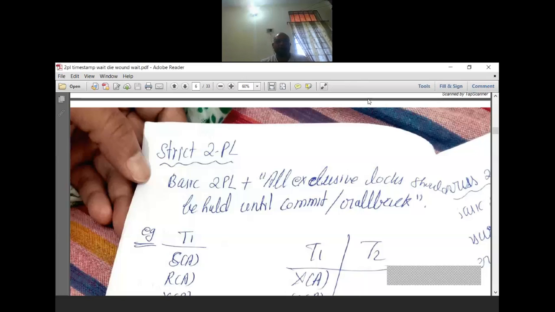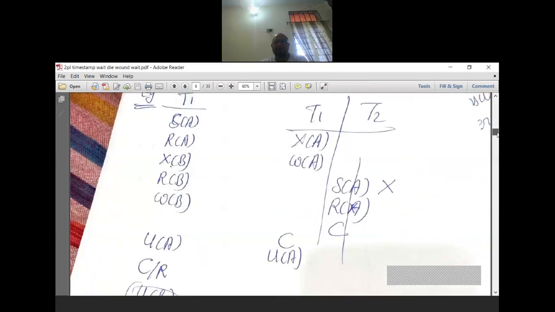In basic 2PL, what has happened? If any transaction has a shared lock, another transaction can also acquire the shared lock for the same data item. But if there was an exclusive lock with any transaction, then no other transaction can get either a shared lock or an exclusive lock for the same data item. That was in basic 2PL.